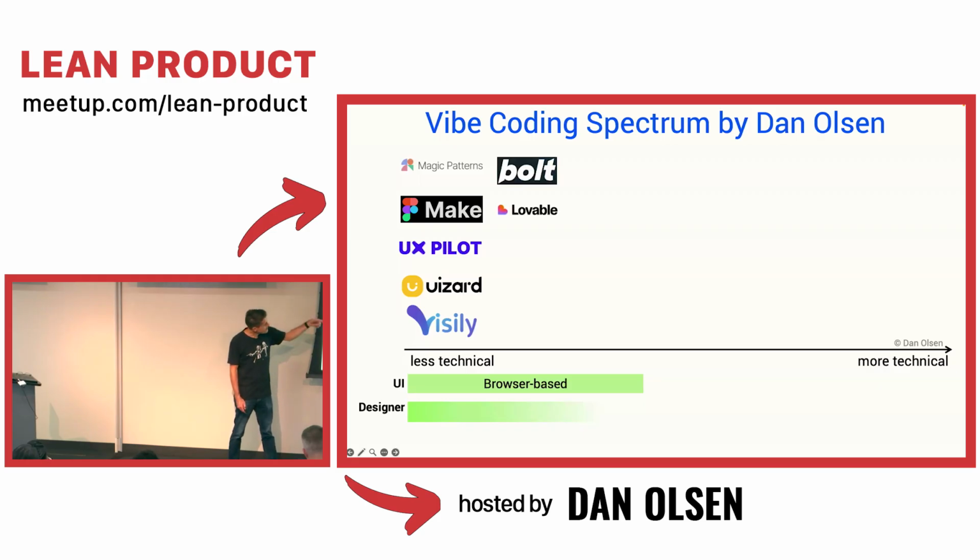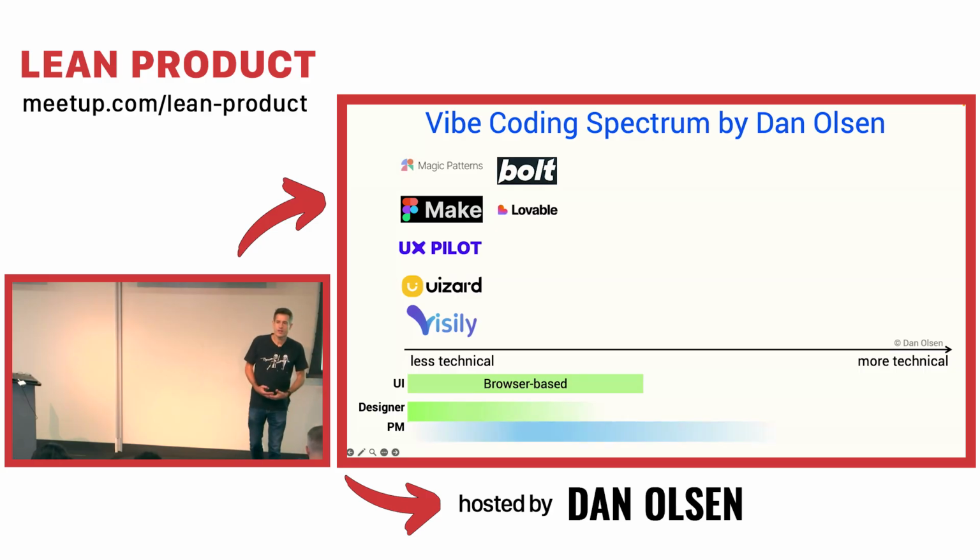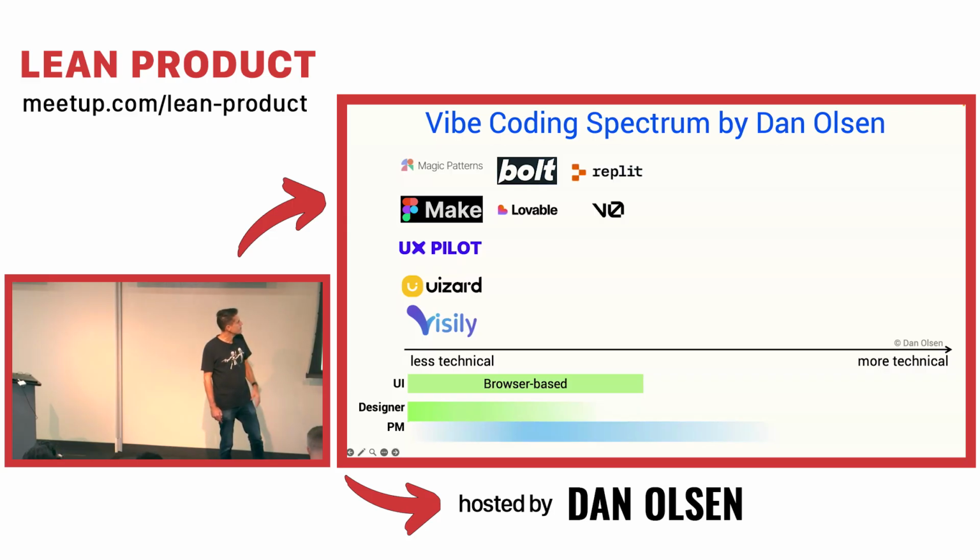The next category, Bolt and Lovable, these are also browser-based. I think their kind of sweet spot is more PMs, right? Again, there's overlap. These are not black and white bands. These tools basically play nice with Figma. You can import from Figma, export from Figma. You can bring in your design system. You can work with components, things like that. Things that a product manager may not care about as much, right? And then the next level up is Replit and V0. They're a little more technical than Bolt and Lovable.